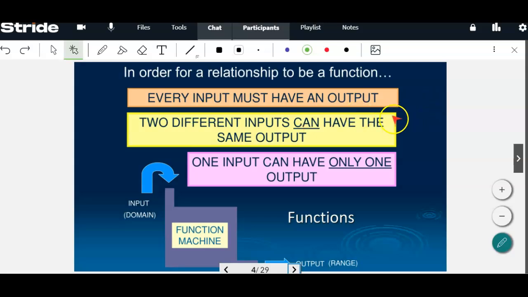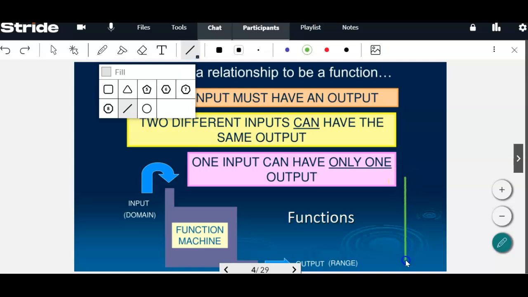So we've already gone over this. This is just some different ways to look at it, different types of notes here. In order for a relation to be a function, every input must have an output. So our input, remember, is x, our output is y. Two different inputs can have the same output. So what does that look like?